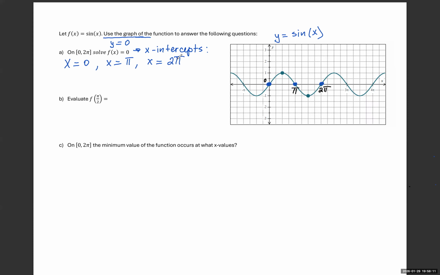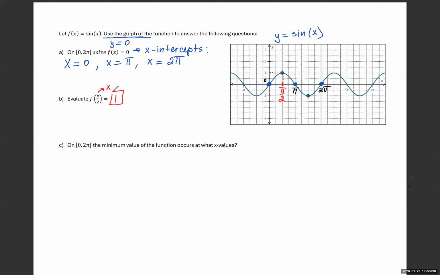Now, this next question, part B, evaluate f(π/2). This one means that this time we're not looking at the y value. This is the x value, x = π/2. What is the y value that corresponds to that x? Well, π/2 is right here, right in between 0 and π. So this is π/2. Then you go up until you hit the graph of the function and see what the y coordinate is at that point. And that would be 1.